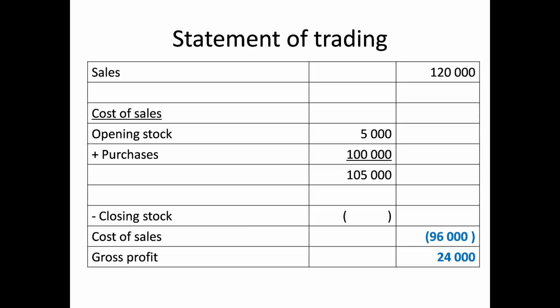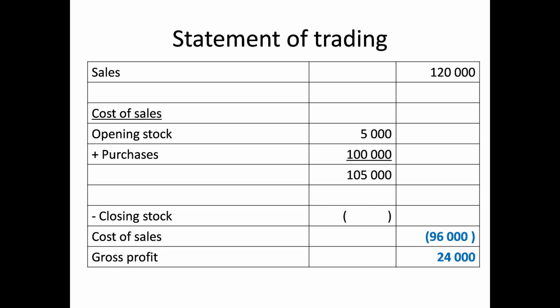Now, look at this statement of trading. You have entered gross profit and cost of sales to the statement of trading. And under cost of sales, you have entered opening stock and purchases. Then you can calculate the total: 5,000 plus 100,000, it's 105,000. Now carefully look at this statement of trading. You can see that the closing stock is missing. Now we are going to calculate the closing stock.